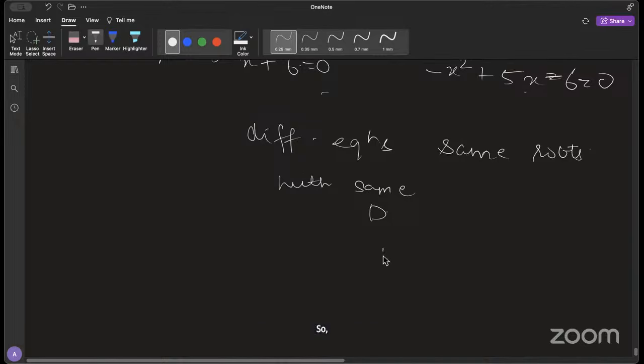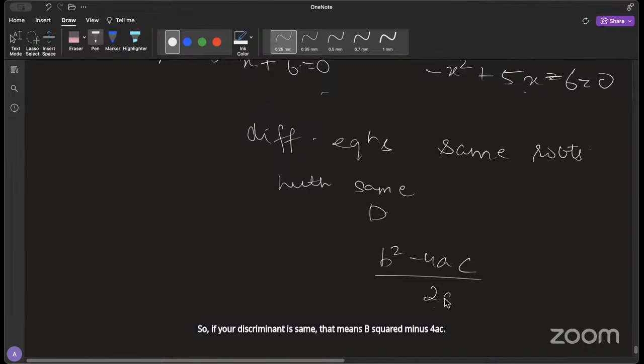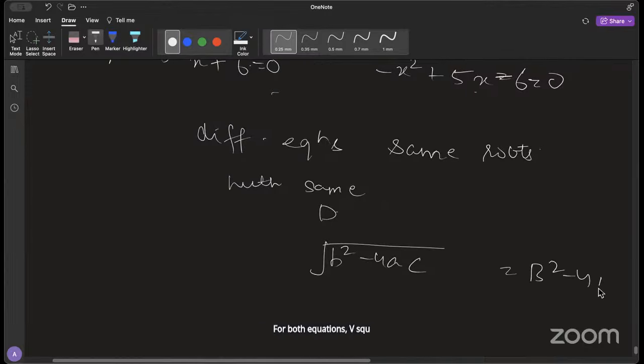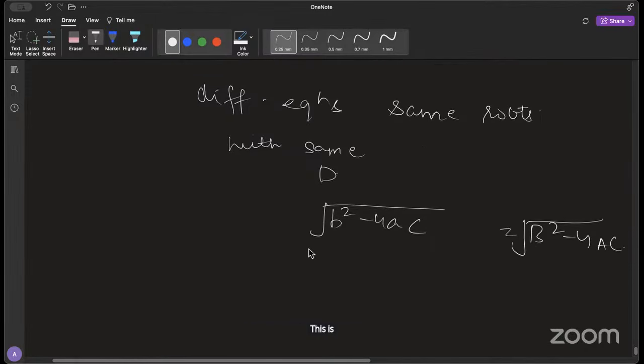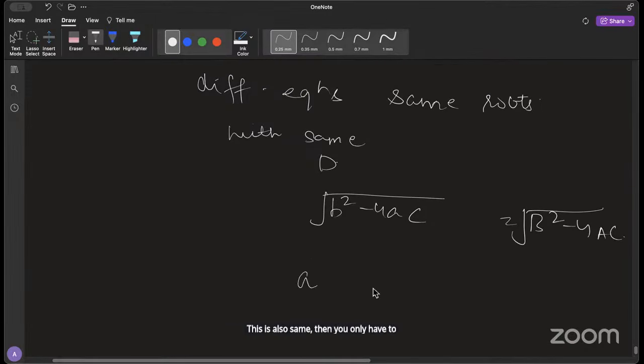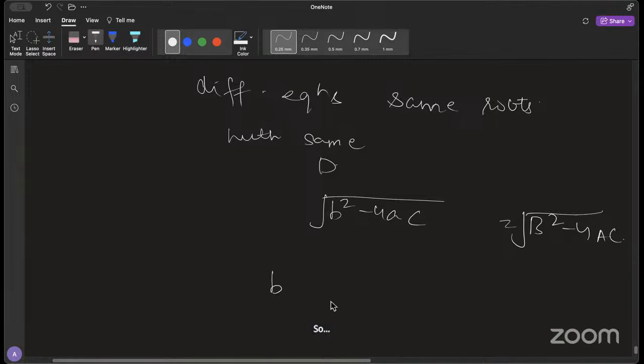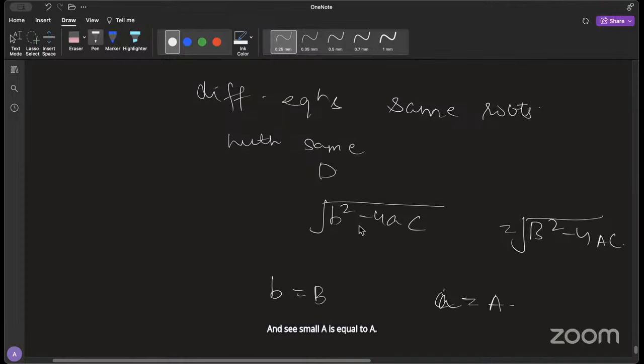So if your discriminant is the same, that means b square minus 4ac. If this is the same, that means the square root is the same for both equations, b square minus 4ac is also the same. Then you only have to check that if a, and on the other side you have b, then we'll have to prove that b is equal to b and small a is equal to a.